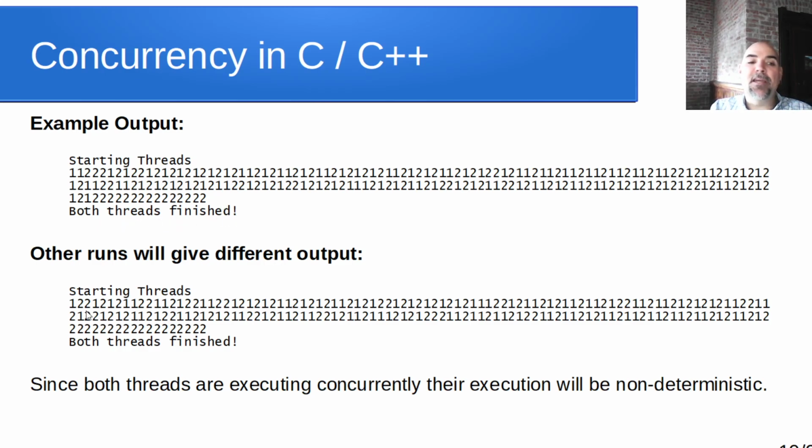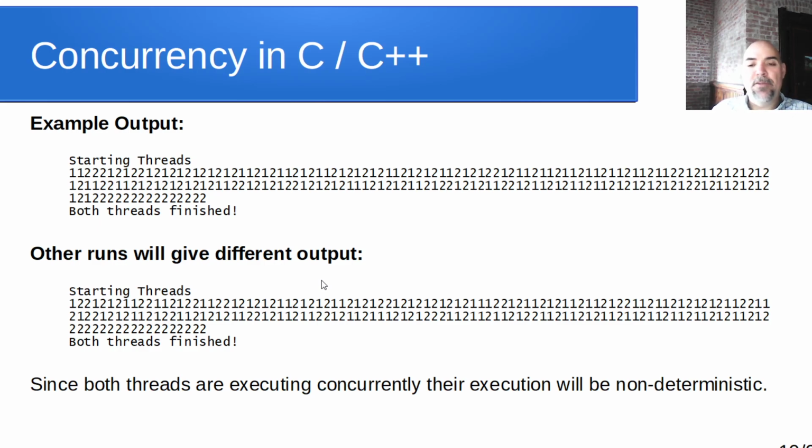Now, if we run it again, we'll get a different output. Notice this one started with 1, 1, and then 3 2s. This one did 1, 2, 2, 1, 2. Notice they both finished with kind of a string of 2s at the end. But notice the output is different. And that is, again, with any kind of concurrent system, we have that non-deterministic behavior happening.